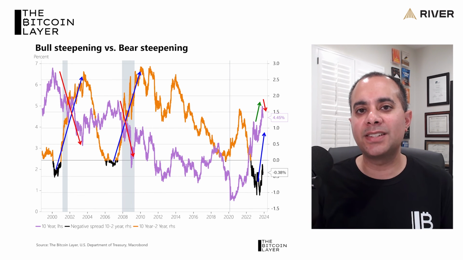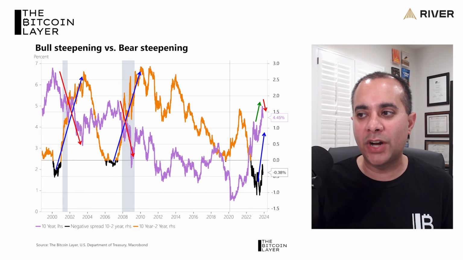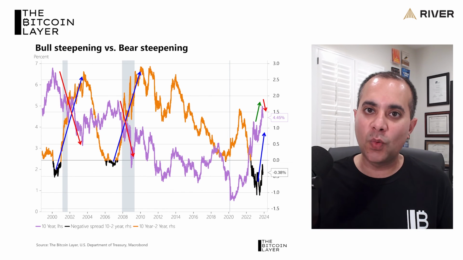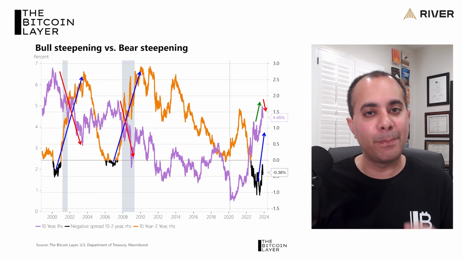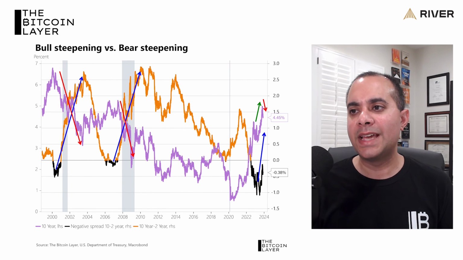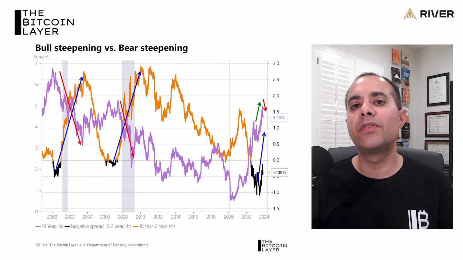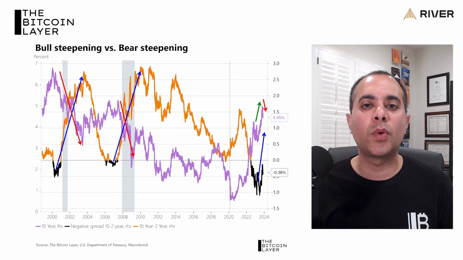Right now, we're getting a steepening, but it's actually been a bear steepening. That's that green arrow that you see on the screen. But oh wait, now yields are maybe starting to come back down and potentially getting back into this pattern of bull steepenings going into recessions and rate cuts.